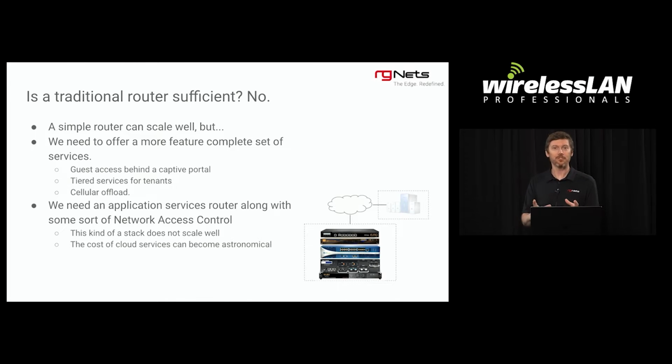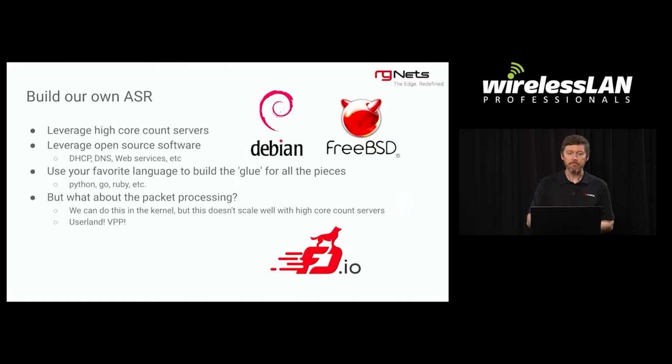The problem with these two things is they typically don't scale well. If you take the stack of equipment, you have many things that could be the source of your problem. If you're trying to achieve high availability, you have to set that up for every one of these different pieces. And then the application services routers typically have their own inherent scale limits because they're doing so many things. So we're going to take on the daunting task of building our own ASR. So how do we do this?